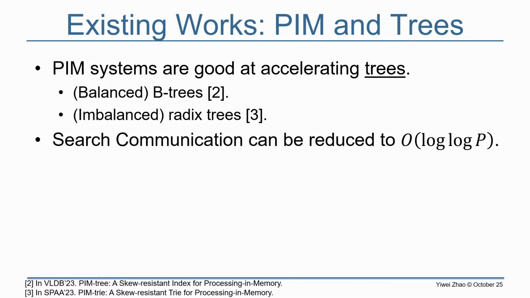Existing works, as Humble has introduced to us, are the PIM B trees and radix trees, where we found that PIM systems are good at accelerating both balanced B trees and imbalanced radix trees. And the search communication, as in these two works, can be reduced to order of log P with the base of B in the chunk, when the chunking is updated.